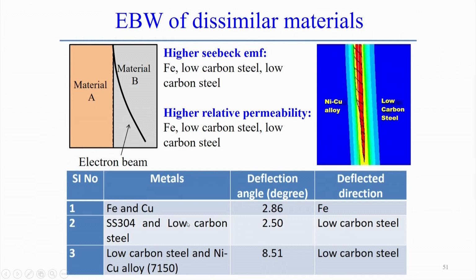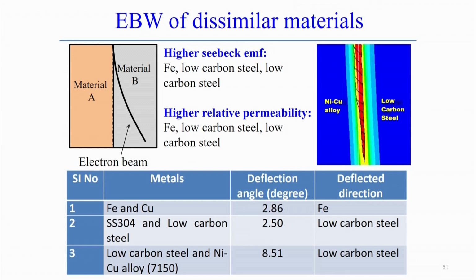So, serial number 1, iron and copper. If we estimate, the deflection angle is around 2.86 degree. Of course, the deflection angle is very small, and this deflection depends on the properties, and basically this analysis has been done only considering the Seebeck effect. Now, the beam will be deflected towards the iron if we consider the combination of the iron and copper joint.